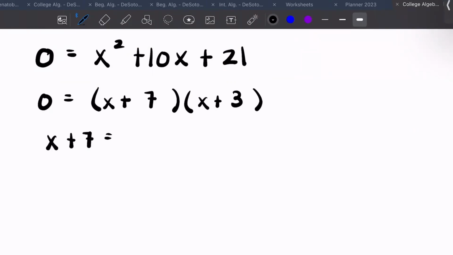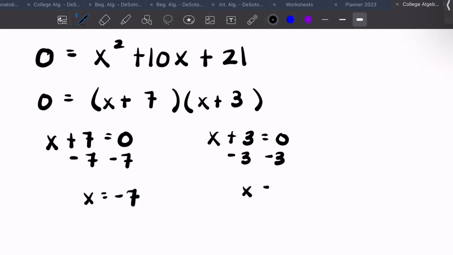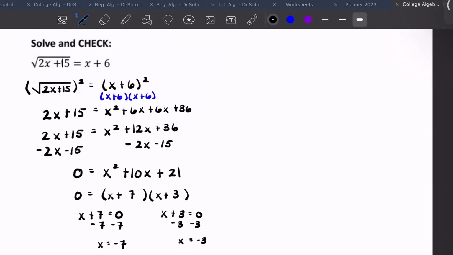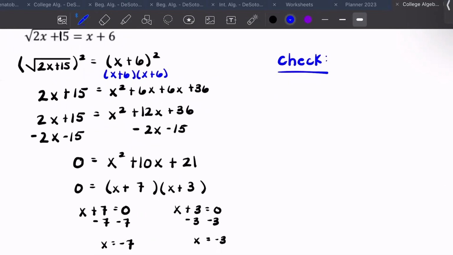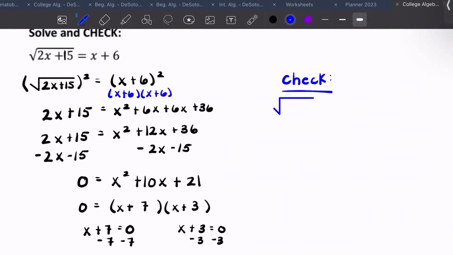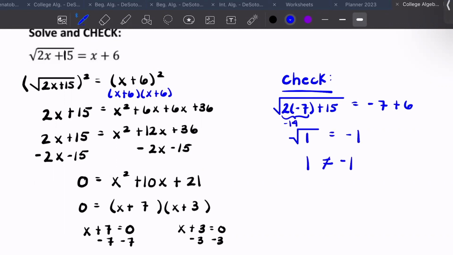And then we have x plus 7 equals 0, x plus 3 equals 0. We subtract 7 from both sides, subtract 3 from both sides, and get x equals -7, x equals -3. Okay, now we need to check them and make sure that they're actually true. So the check is we get the square root of 2 times -7 plus 15 equals -7 plus 6. So we get the square root of -14 plus 15 is 1 equals -1. 1 does not equal -1. So this is false. So x equals -7 is not true.